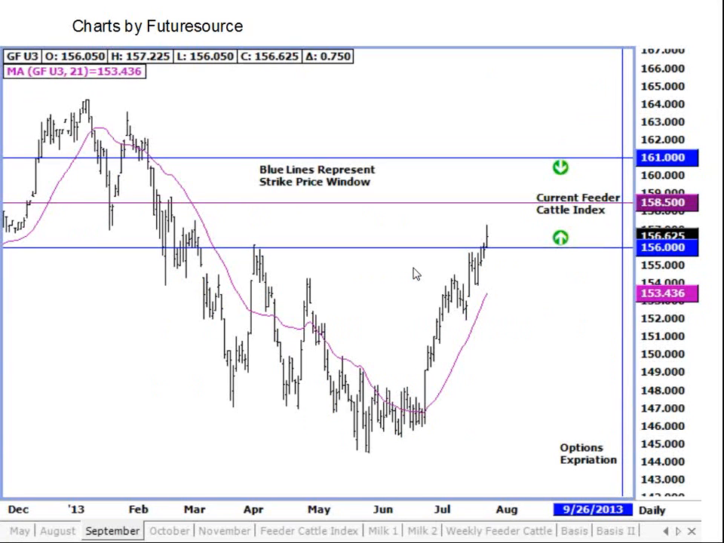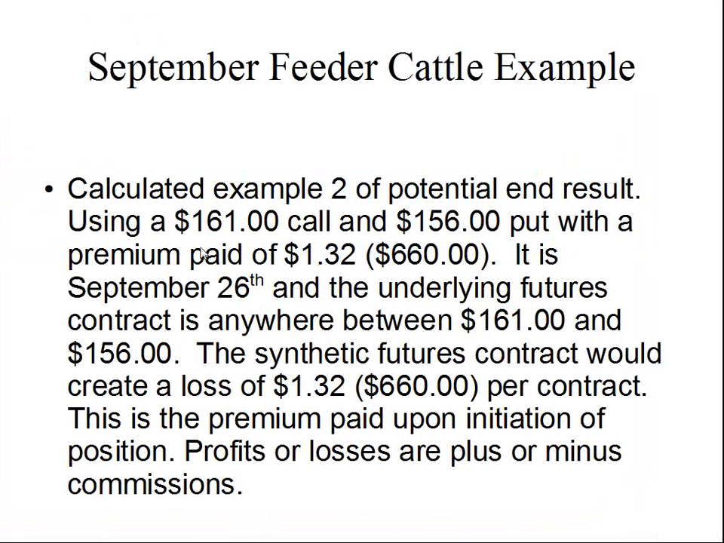Second example, they don't do anything. All of a sudden, the feeder cattle index moves up to somewhere in between the two strikes, anywhere in between. It could be 159, 160.99, or 156.01. Anywhere in between those two strike prices, this is what's going to happen. You have the same 161 call and 156 put with a premium paid of $1.32, the same $660.